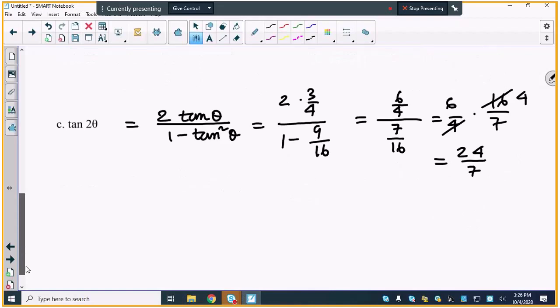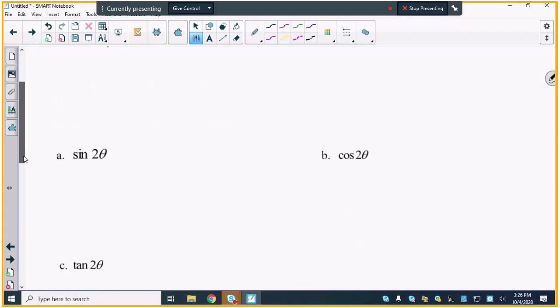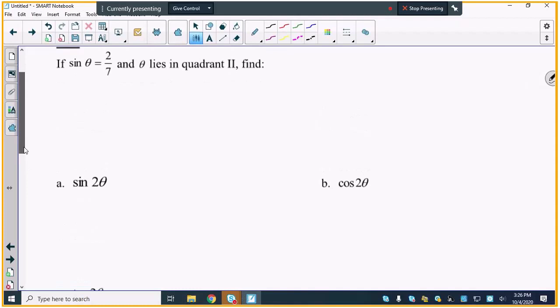Very simple. We'll carry on. Our next objective is to understand a similar question. This time it says sine theta is 2 over 7 and theta lies in quadrant 2. Find sine 2 theta, cosine 2 theta, and tangent 2 theta. So what I will do, I will ignore the quadrant at this point.